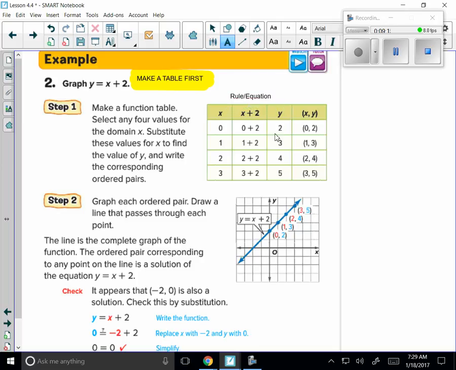Now over here is the y values. And then this last one is the ordered pairs. This will help you do the graphing part. It'll kind of take a step out. So yeah, I think you should put in this column right here.